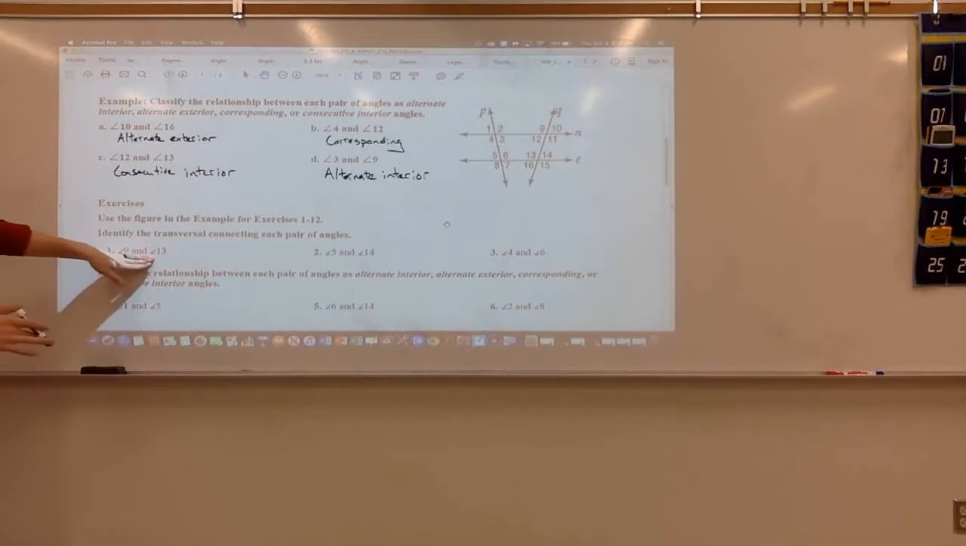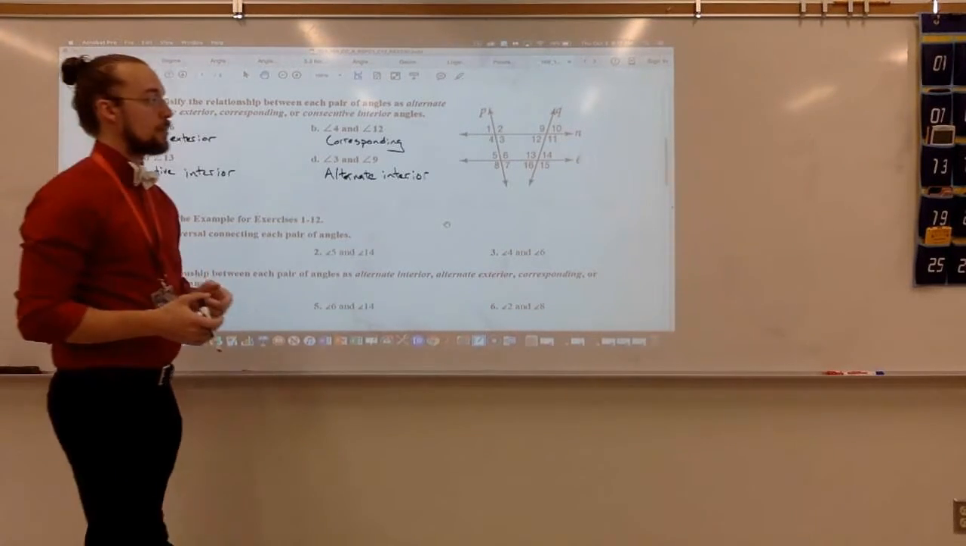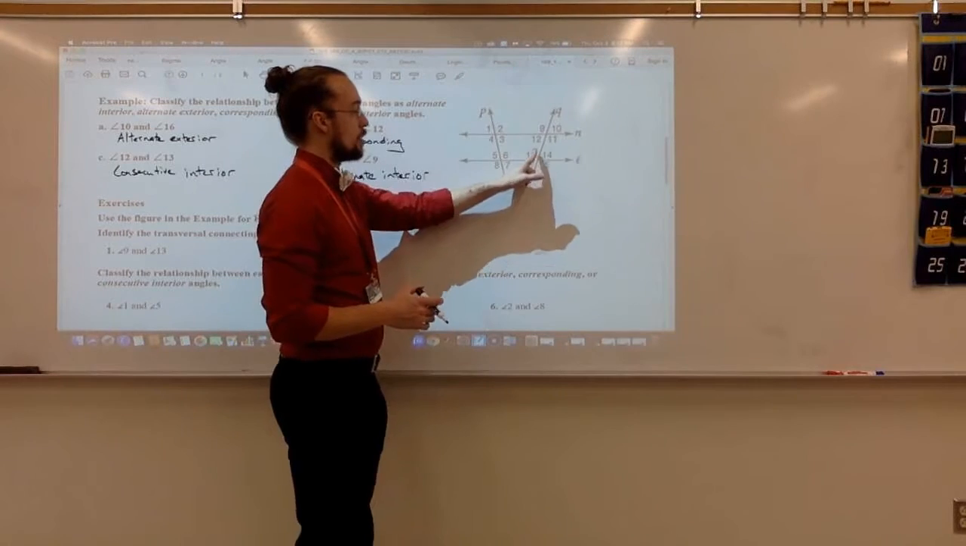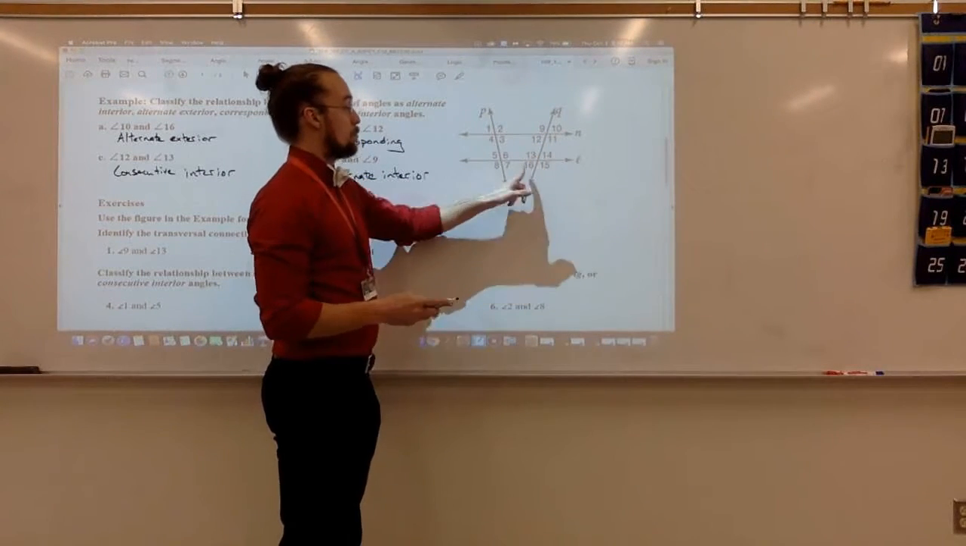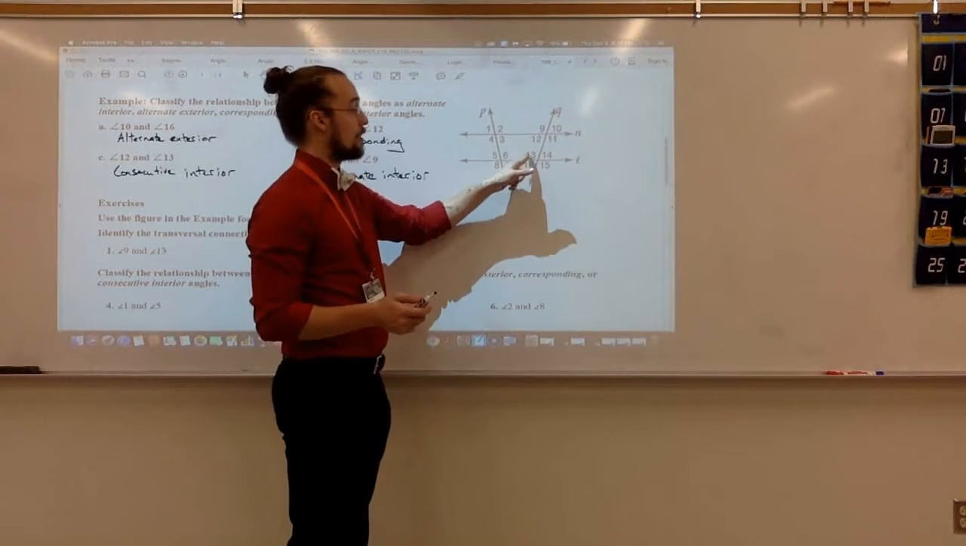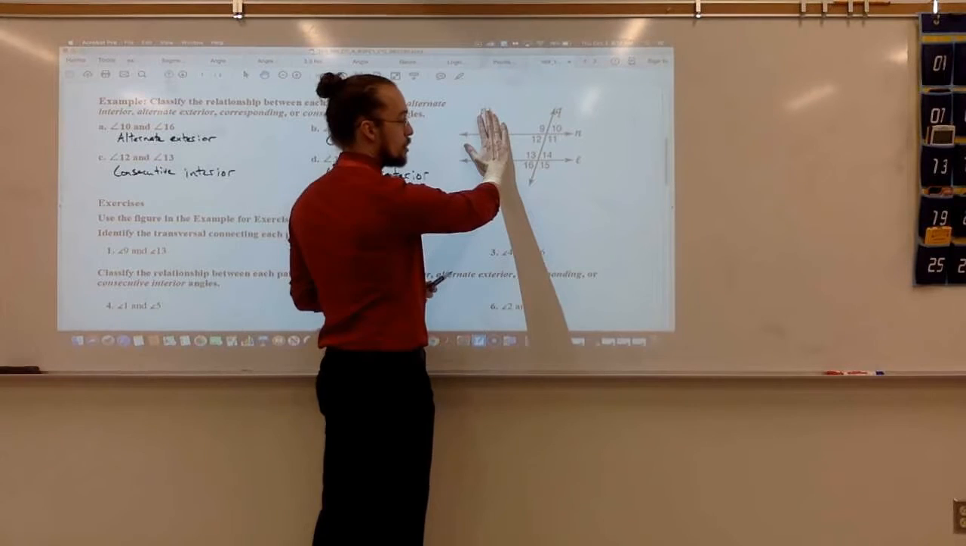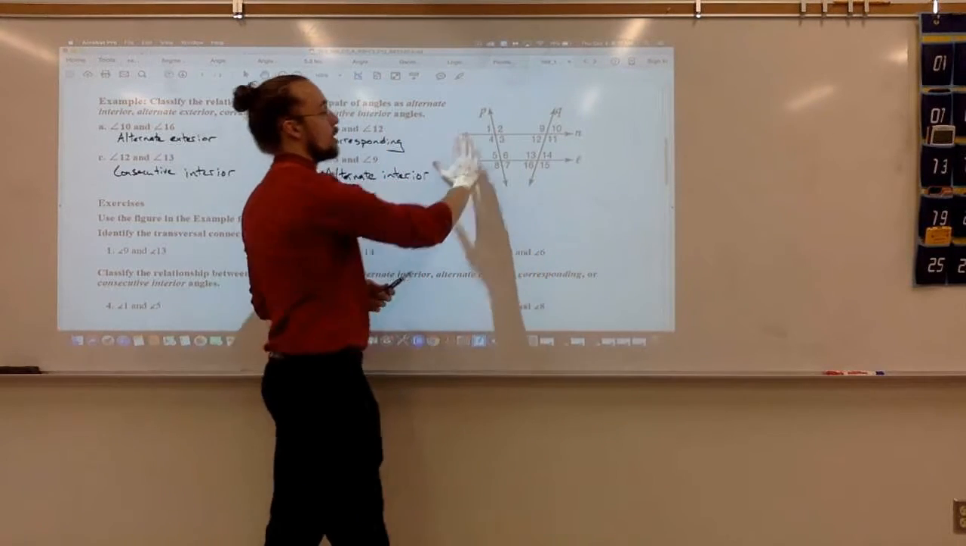So the first three down here, identifying the transversal connecting each pair of angles, may actually help us better see these relationships. So identifying the transversal connecting 9 and 13. Well, 9 and 13 are over here. The transversal that they're on is Q. Line Q is the line that both of those are on. So if I'm trying to identify that relationship, I'm just looking at line Q, ignoring line P.